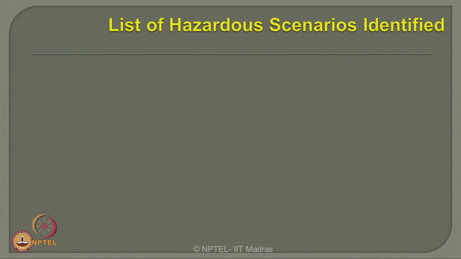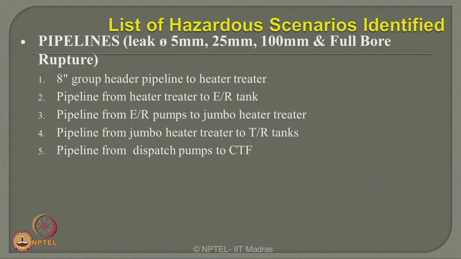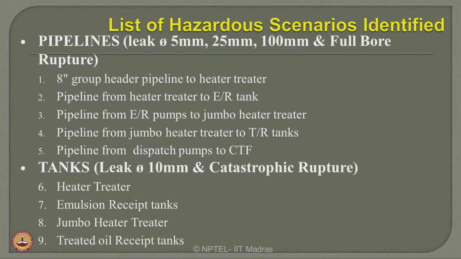Let us quickly see the list of hazardous scenarios identified in the given plant. There are two cases identified separately, one for the pipeline, one for the tanks. For the pipeline, the leak diameter is 5 mm, 25 mm, 100 mm and full bore rupture. The 8 inch group header pipeline to heater treater is one segment which has this kind of hazard scenario. The pipeline which travels from heater treater to emulsion receipt tank is another area. The pipeline from ER pumps to jumbo heater treater is another segment where a leak scenario is identified. Pipelines from jumbo heater treater to TR tanks are also another area where leaks can be identified. The pipeline from dispatch pumps to CTF, that is common tank facility, is another area where the leak scenario is identified in the present study. These are as far as the pipelines are concerned.